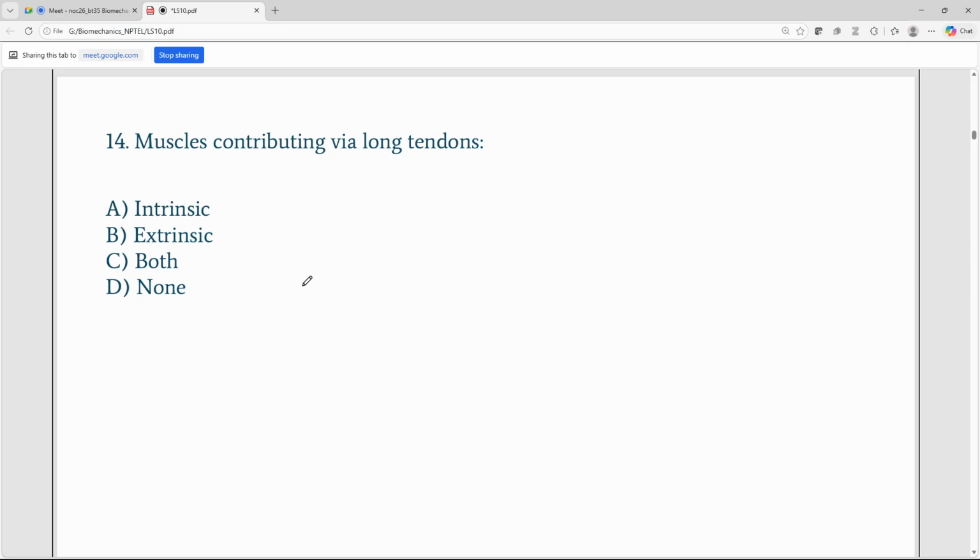The question is, which muscles were implicated in finger interdependence due to their long tendons? Options are: option A, intrinsic muscles of the hand. Option B, extrinsic muscles of the forearm. Option C, both A and B. Option D, neither A nor B.